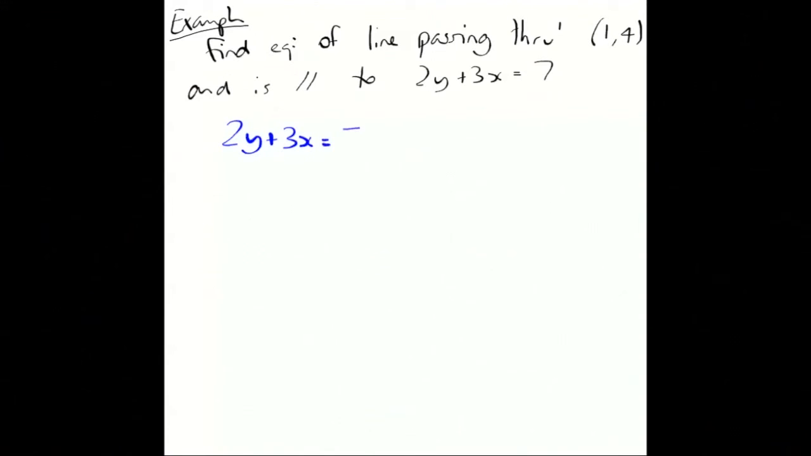We're going to move the x to the other side and we're going to divide through by the 2, so we get y equals. If we do that, we end up with y = -3/2 x + 7/2. It's the gradient of this that's the important thing, so the gradient here is -3/2.